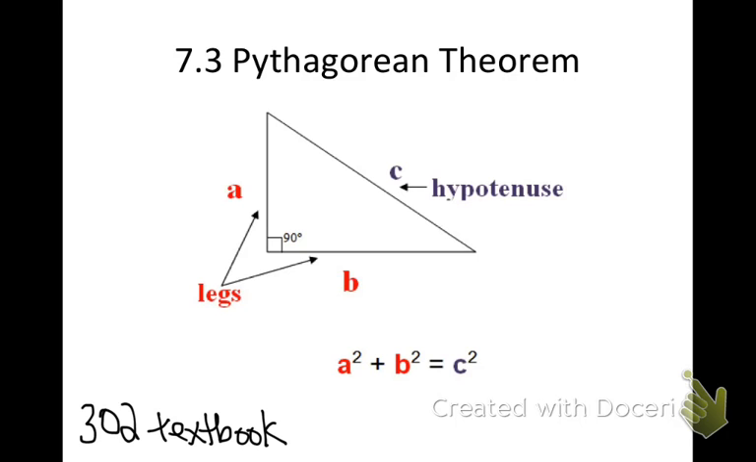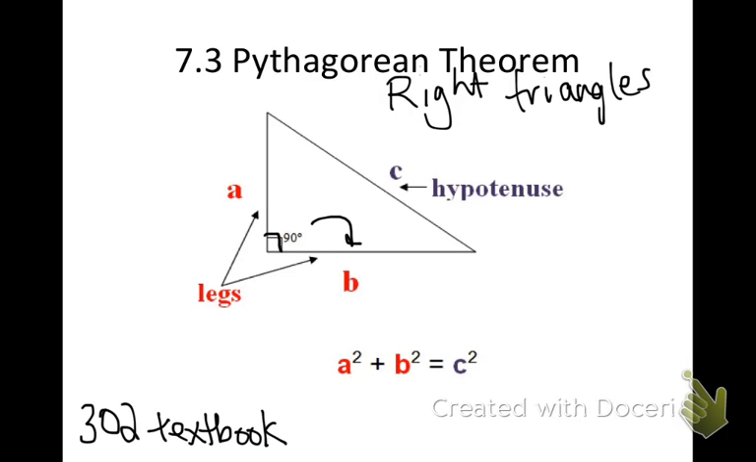Okay, so we're looking at the Pythagorean Theorem. The Pythagorean Theorem is only for right triangles. So how do I know if it's a right triangle? I can make a 90-degree corner in one of the corners. With those right triangles, if you look at the lengths next to the right angle, we're going to call those the legs. So that's A and B.